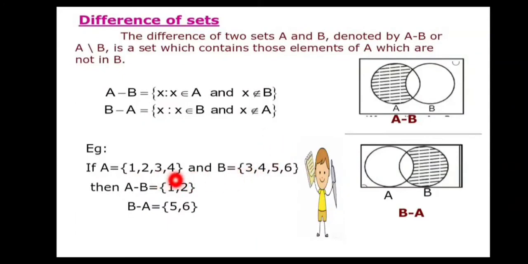So here 3 and 4 are the common elements. We have to leave the common elements and subtract the set B, and then we write A minus B. In the same way, how can we write B minus A?